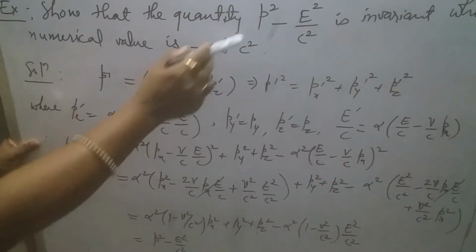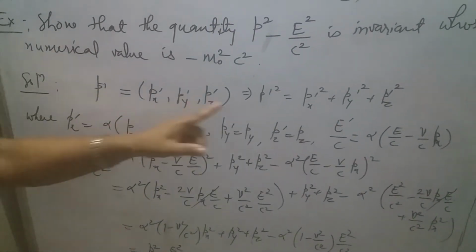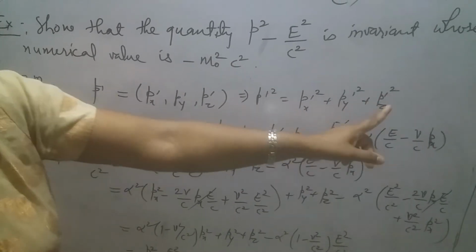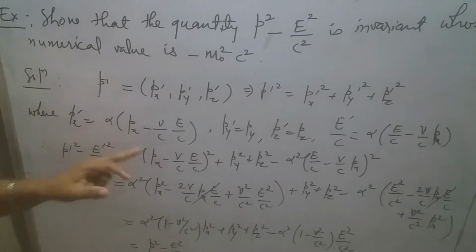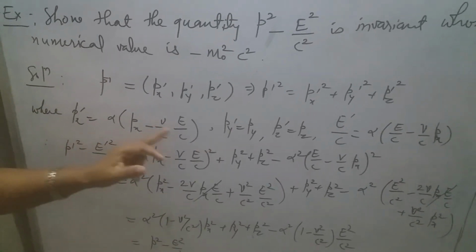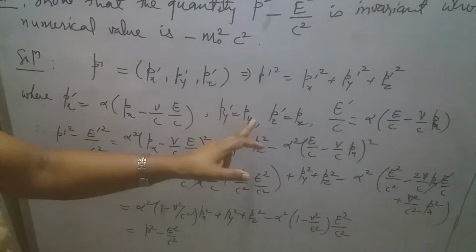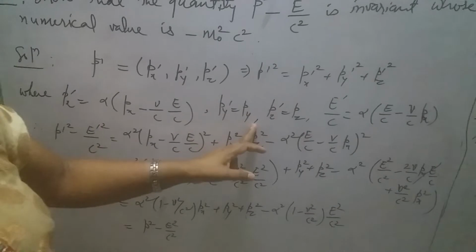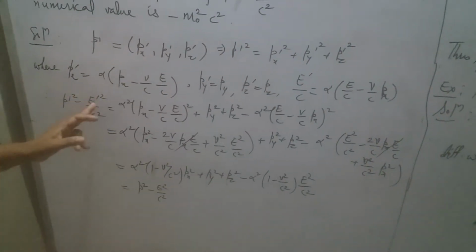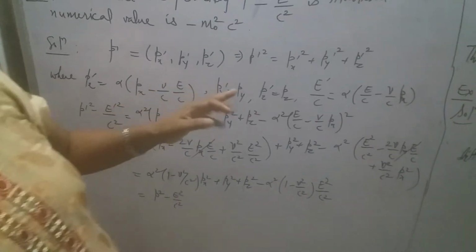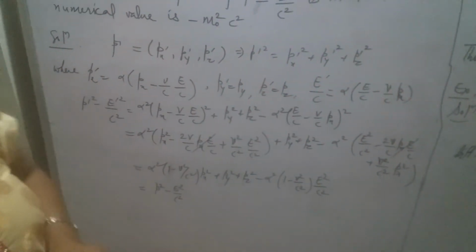Now we find out p dash square minus e dash square by c square. What is p dash square? P dash square is px dash square plus py dash square plus pz dash square. Now what is px dash? Px dash is this. So the square of this is alpha square into px minus v by c, e by c, whole square. What is py dash? It is py. So py dash square will be py square. Similarly pz dash square is pz square. Then minus e dash square by c square. So e dash by c is alpha into e by c minus v by c px. So we just take the square of it.